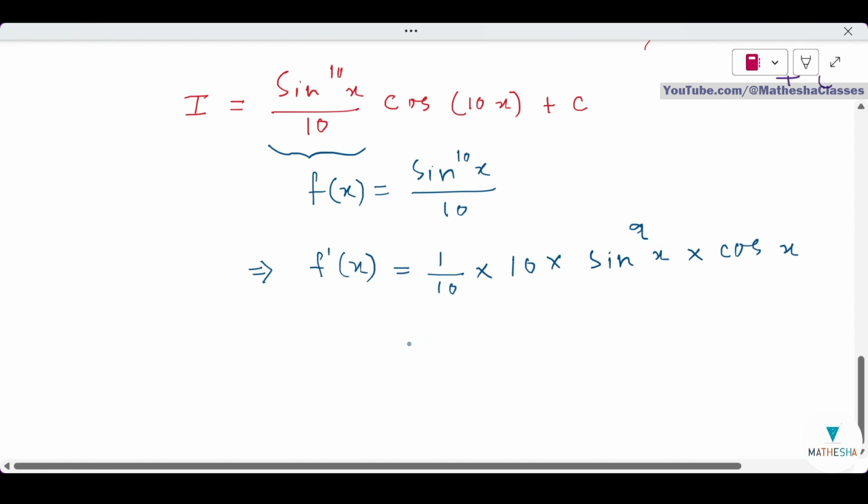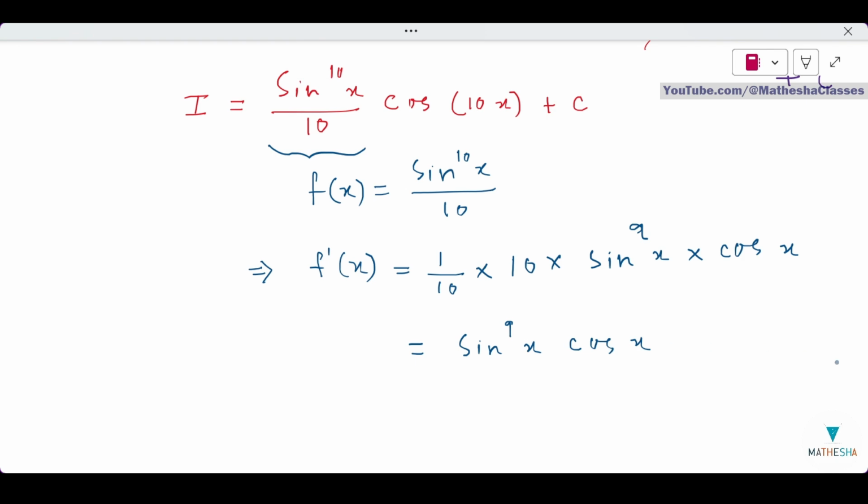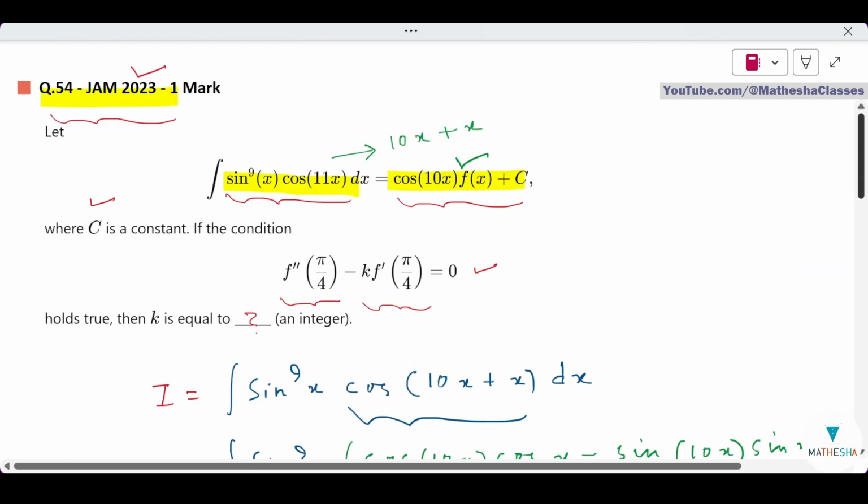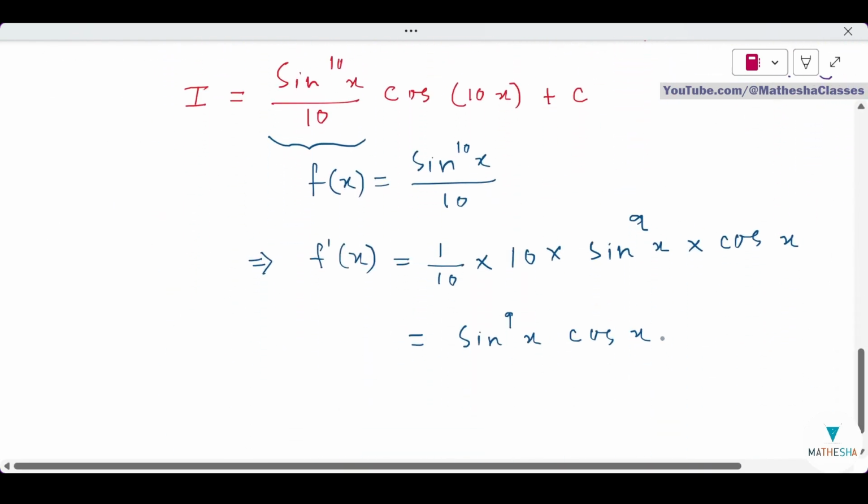So that means this is equal to sin^9 x cos x. So note carefully that you have to calculate the value of f' at pi by 4 and f'' at pi by 4 as well. So we also require to calculate f''(x). So this is f'(x).